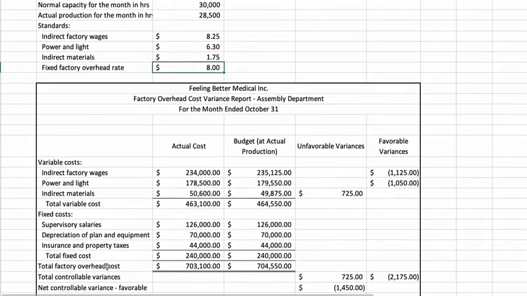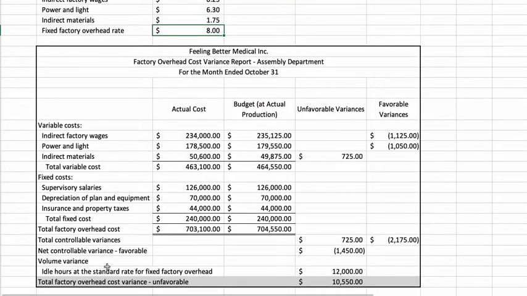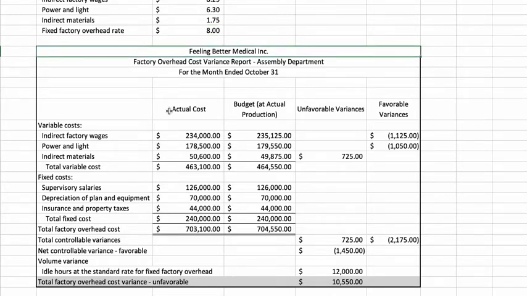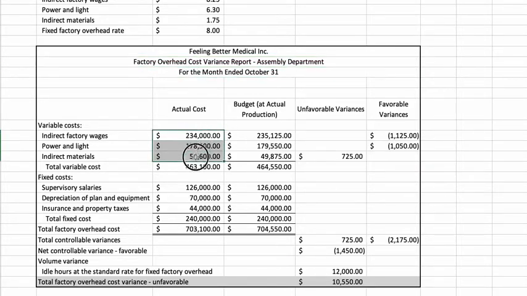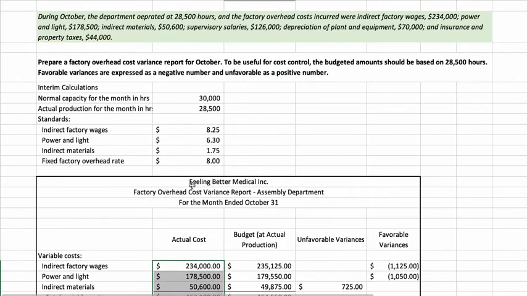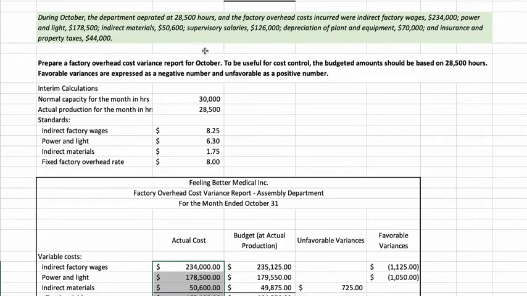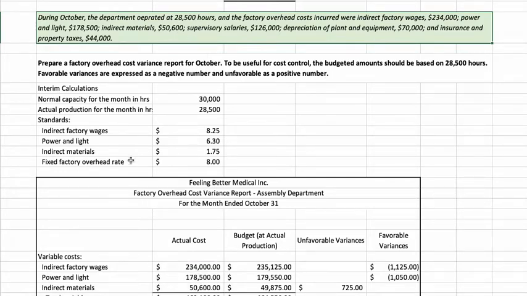All right, now it's time for us to actually put our report together. So again, this is the Feeling Good Medical report. This is the factory overhead cost variance report for the assembly department, and this is for the month ending October. These are the actual costs that we were provided. So I'm going to scroll up again. All of these numbers that I just highlighted are in this green section. This is the actual costs that were incurred during the month of October.